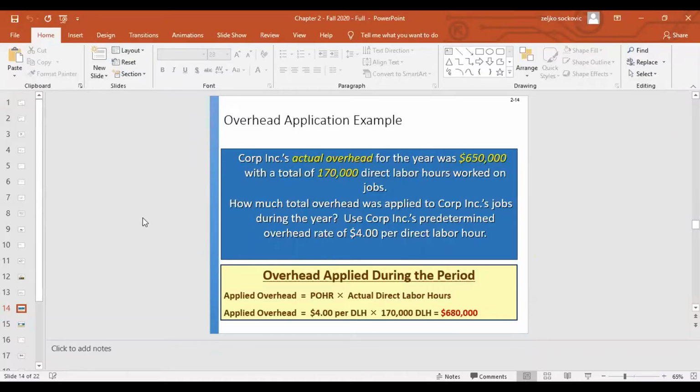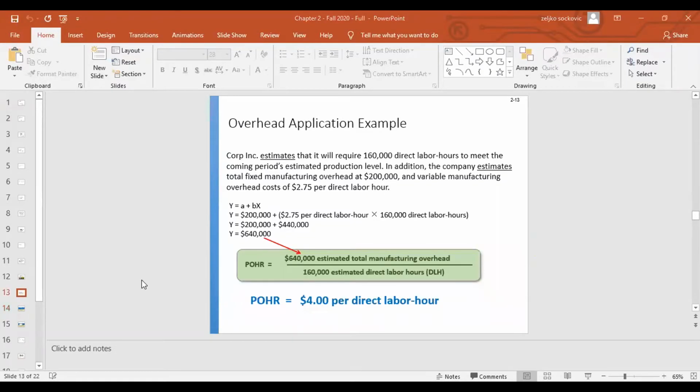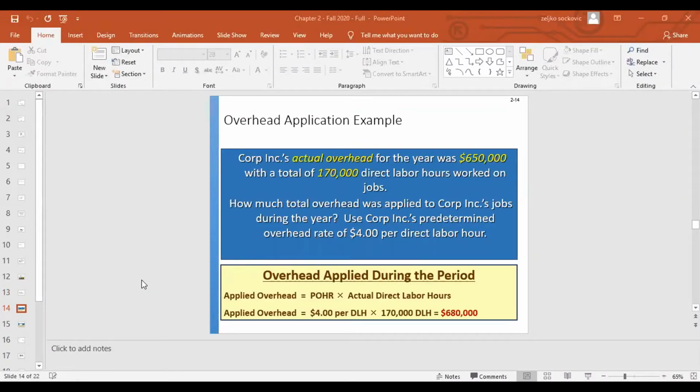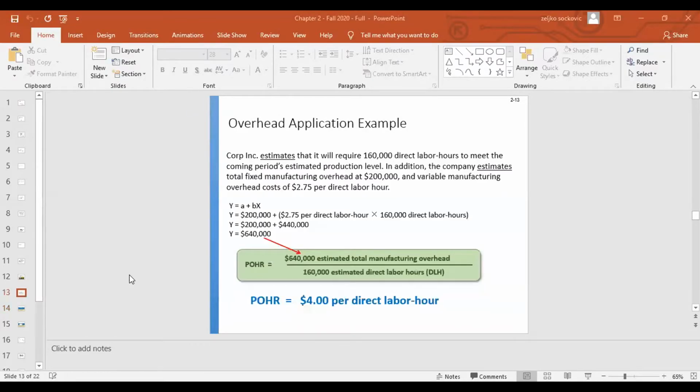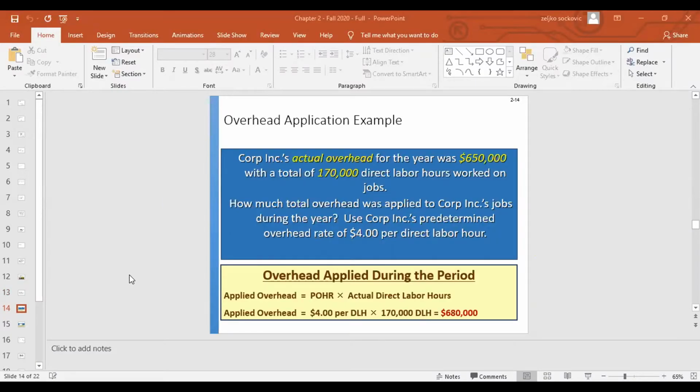You might say, oh man, I don't get this. Now we are at 680. We actually spent 650. We estimated 640. This doesn't make any sense. Why don't we compare 650 to 640? Why did we go through all this trouble? Well, we discussed this in the previous slide, right? We need something to bridge 640 and 650. And we are bridging it with 680.